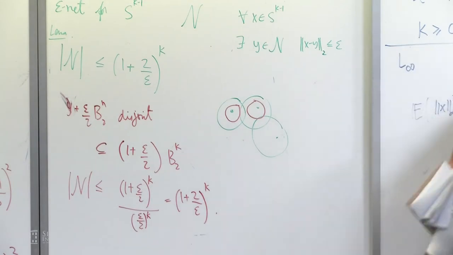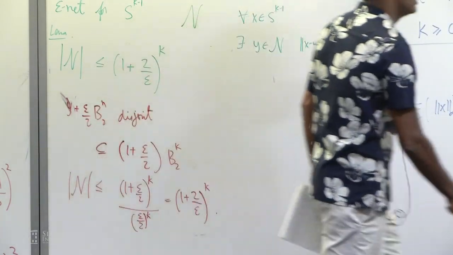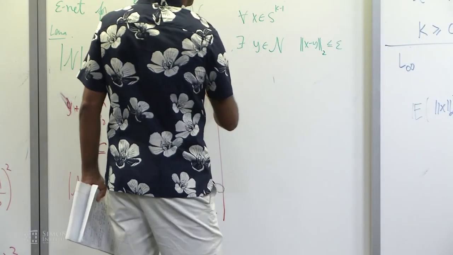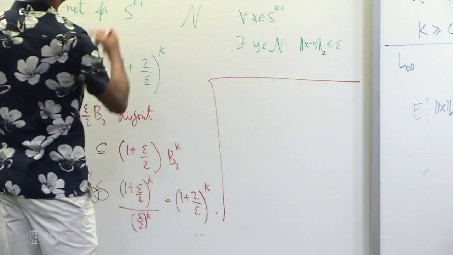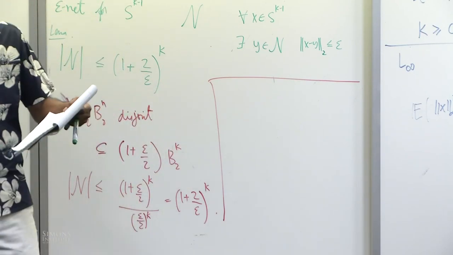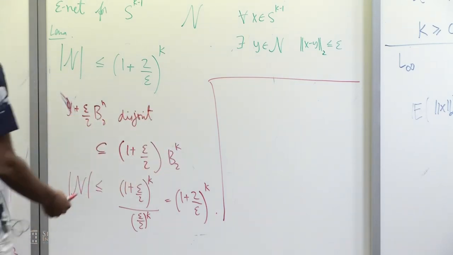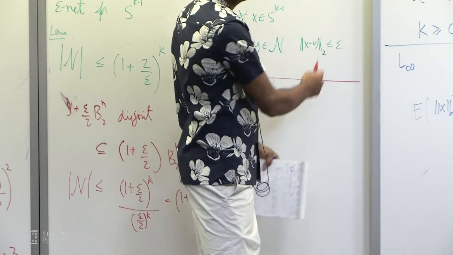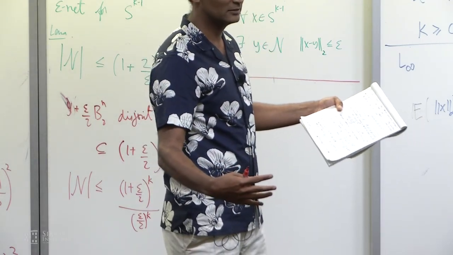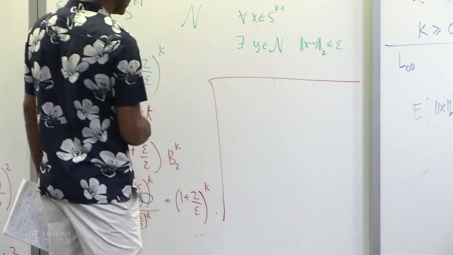I guess I should do it here. So combining these two parts, there's a third part which says that if it's true for every point on the net, it's true for every point on the sphere, but that's just because you're only moving by epsilon, so your function can't change by more than epsilon. It's a Lipschitz function. So that's the third part of usually any net argument, but certainly here too.